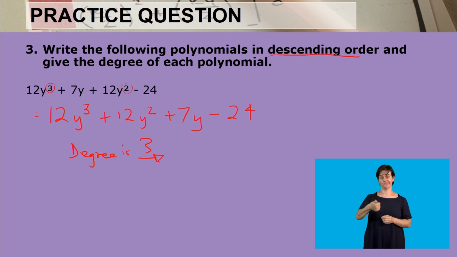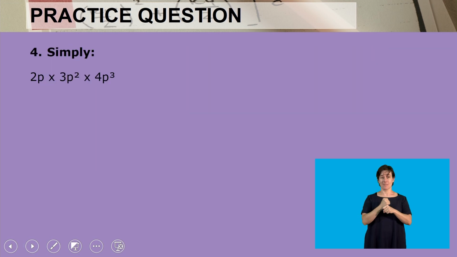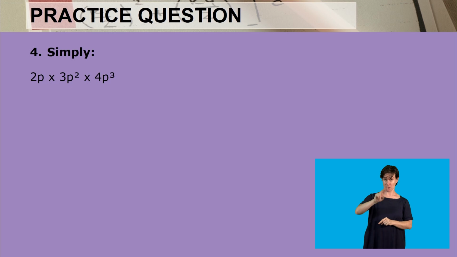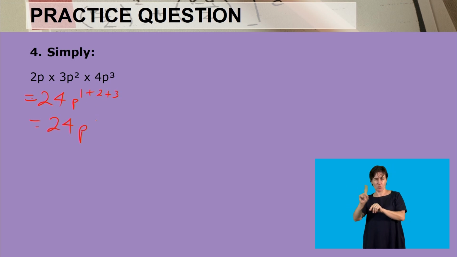Let's move on to the next one. We are to simplify. The question is 2p multiplied by 3p squared multiplied by 4p to the exponent 3. In this case, there's only one operation, which is multiplication. So 2 multiplied by 3 is 6, multiplied by 4 is 24. And then p to the exponent 1 plus 2 plus 3. So our answer would be 24p to the exponent 6.